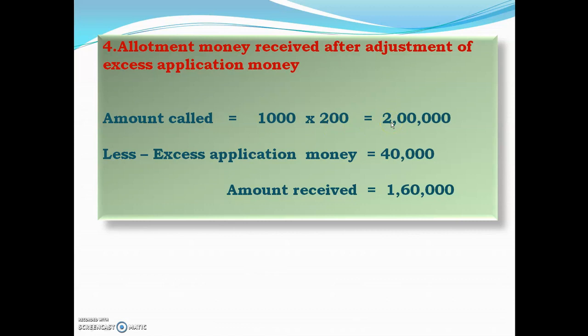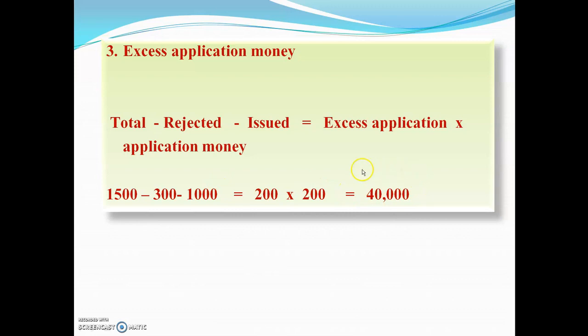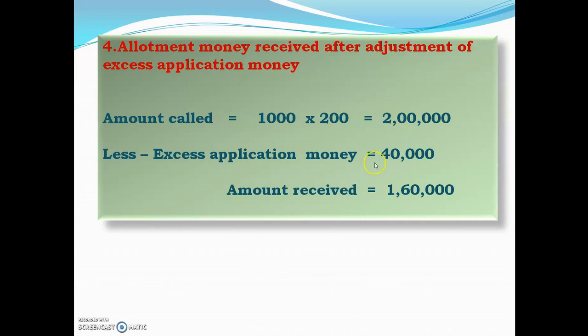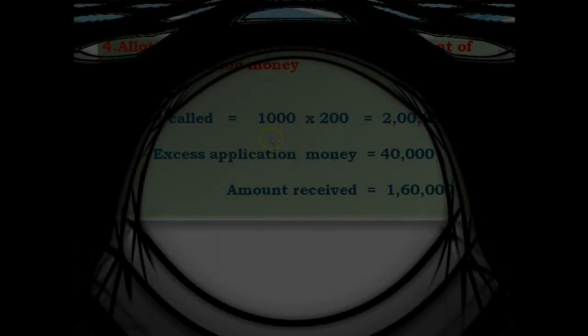The total will come here, 2 lakh, less excess application money. See here, we found excess application money, that is 40,000. We have to subtract this 40,000 from 2 lakh. After that, the amount received will come, that is 1,60,000. First we have to calculate the amount called, that is the number of shares issued multiplied with allotment money, which comes to 2 lakh, less excess application money 40,000, and the difference is 1,60,000, which is the amount received by the company.